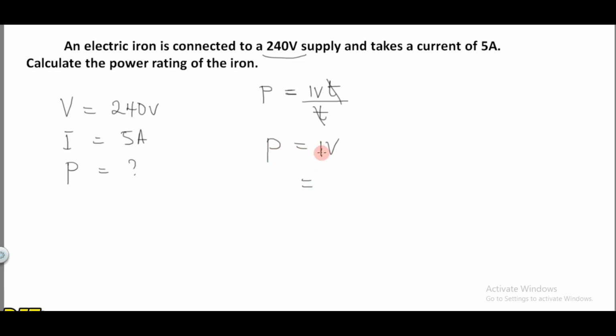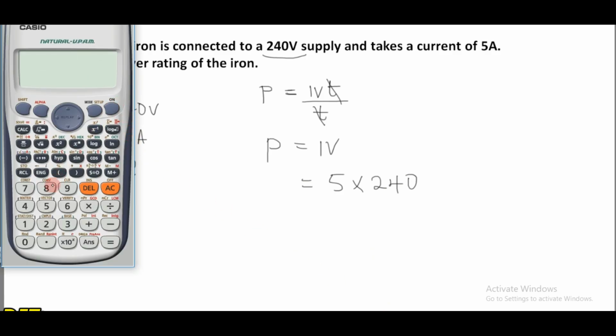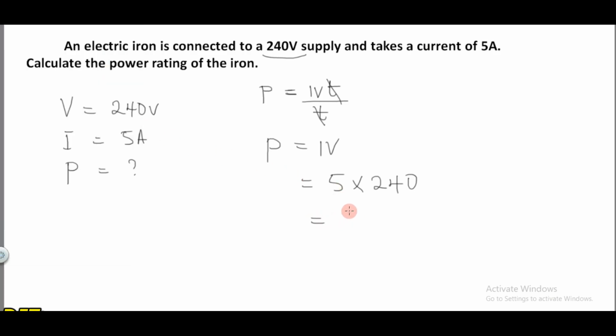So power is equal to IV. My I is 5 ampere, so that will be 5 times the potential difference V, which is 240 volts. So 5 times 240 will be equal to 1200. So my power is 1200 watts, because power is measured in watts. So this is my answer to this question, right? It's quite simple and straightforward.